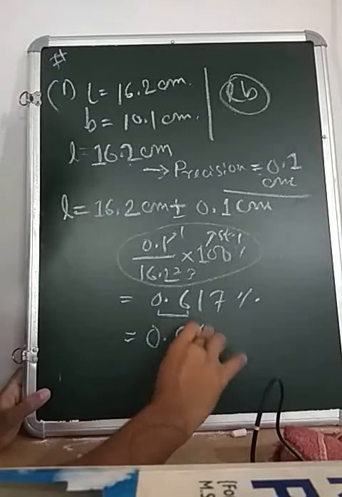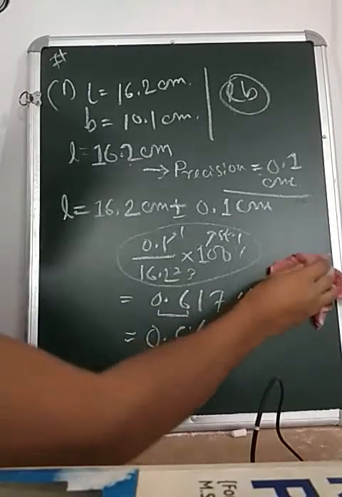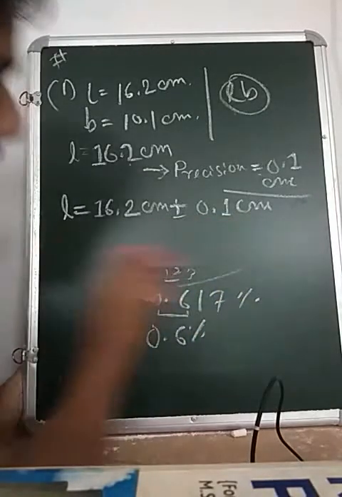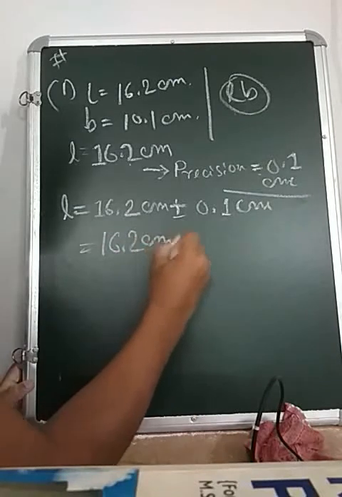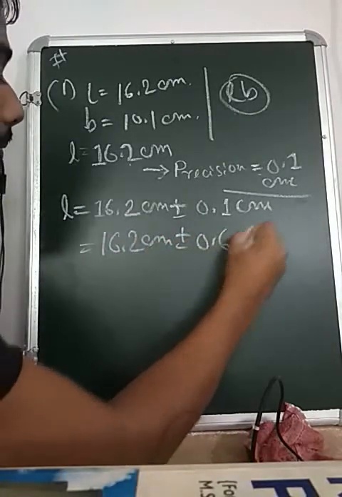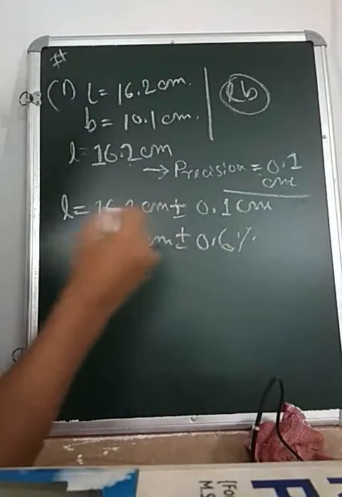0.6%. Okay, so finally, how do we represent this? 16.2 centimeter plus minus 0.6%. We represent this in terms of percentage error.